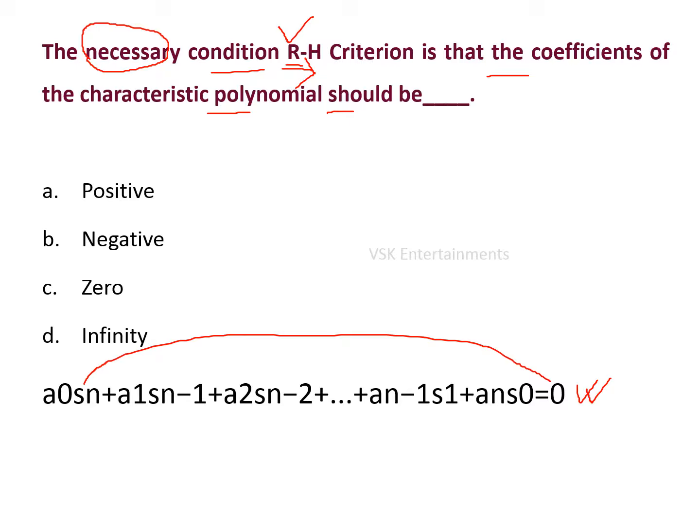That is nothing but this is the S power n, A0 is the coefficient of S power n. Similarly A1, A2, and so on up to An. All these coefficients should be positive. If all the coefficients are positive, then only we are going to form the RH table in order to find the stability of a system. So all the coefficients should be positive. So option A is the right answer.